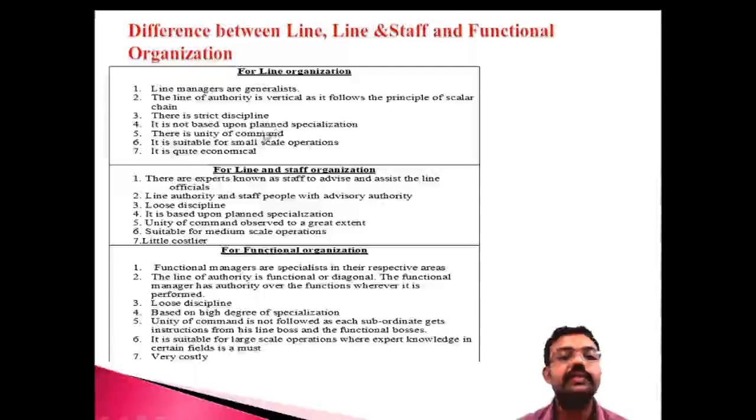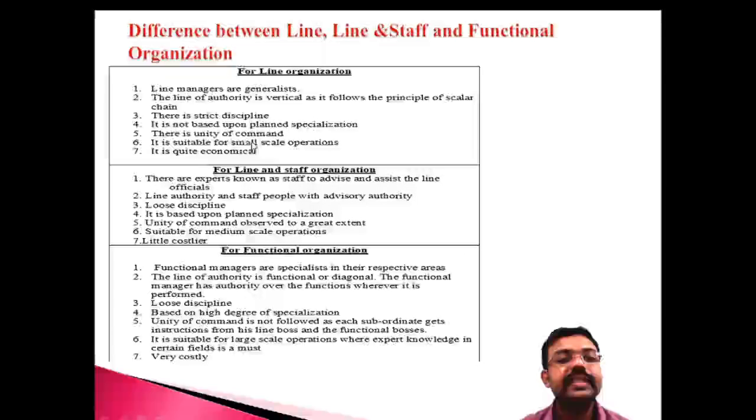The third difference: there is a strict principle in the line organization. But in the others there is only loose discipline, comparatively loose. And fourth, the line organization is not based upon planned specialization. But the line and staff organization is based on planned specialization, and the functional organization on a high degree of specialization, because there is a functional manager.